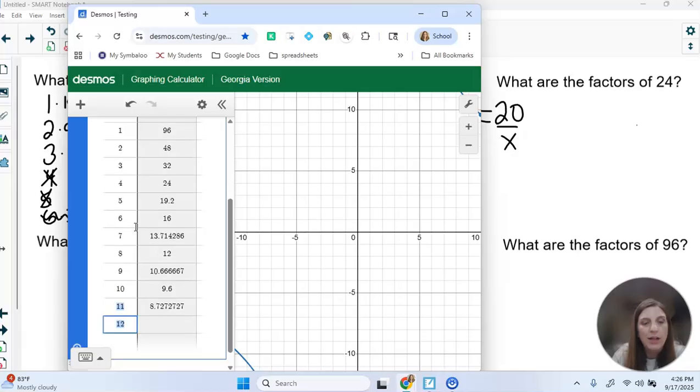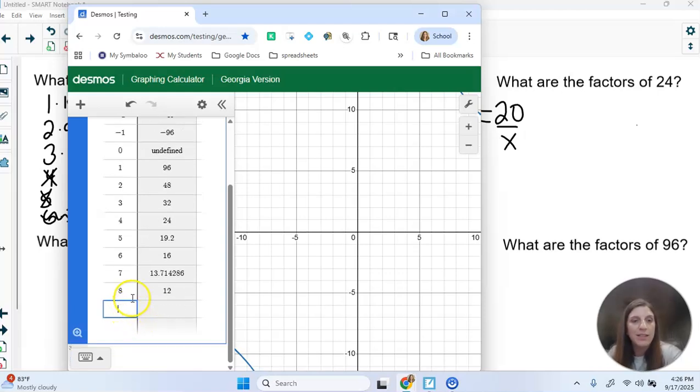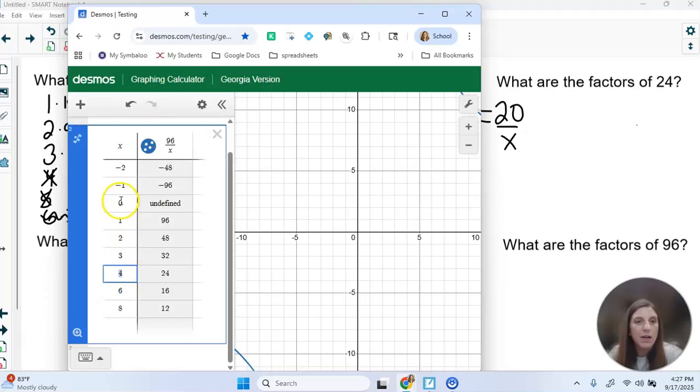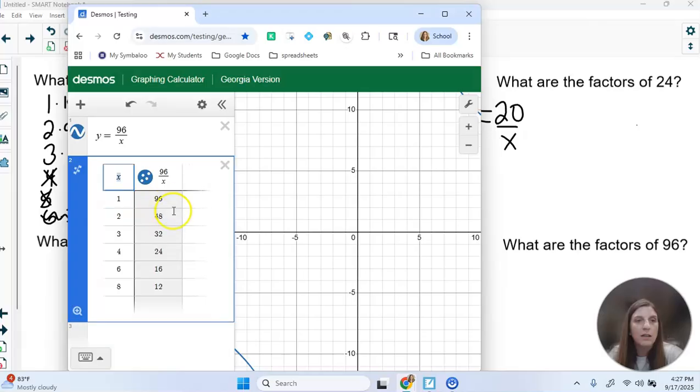Have I not repeated yet? Jeez. There we go. 12 and 8, 8 and 12. Those are repeats. So I'm going to go through and clean up all the decimals. Goodbye, decimals. You get demoted out of my list. All right, there's my full factor list for 96.